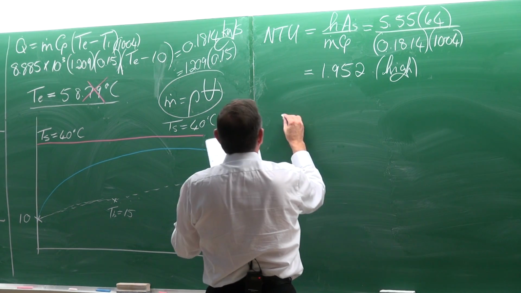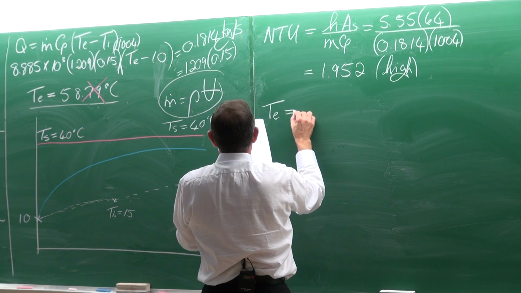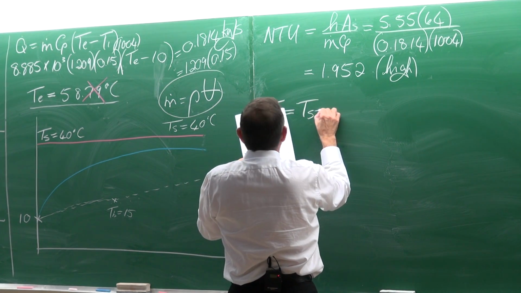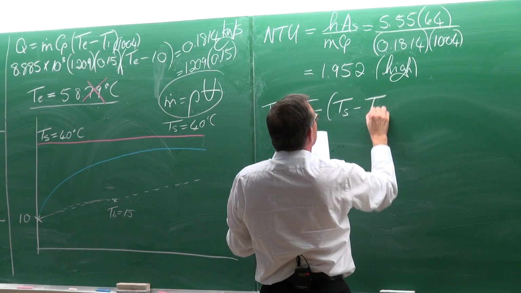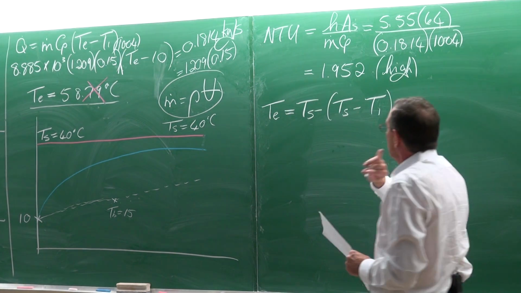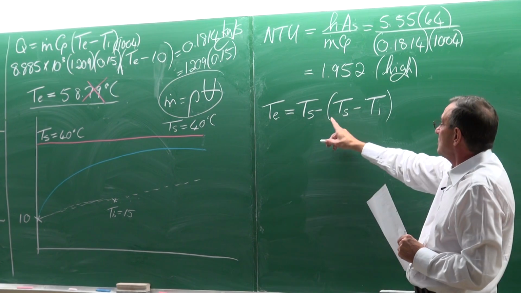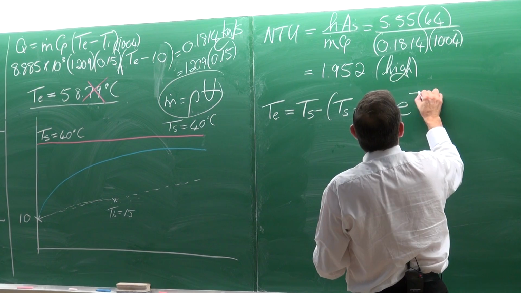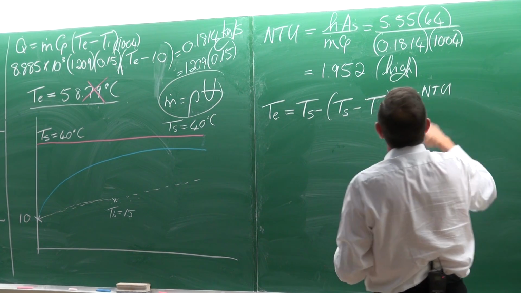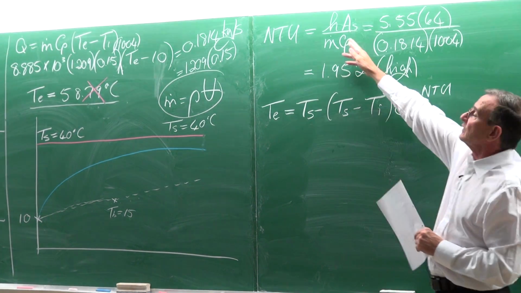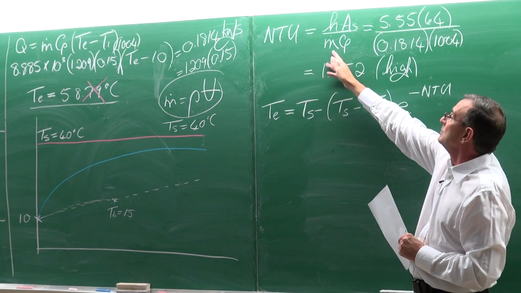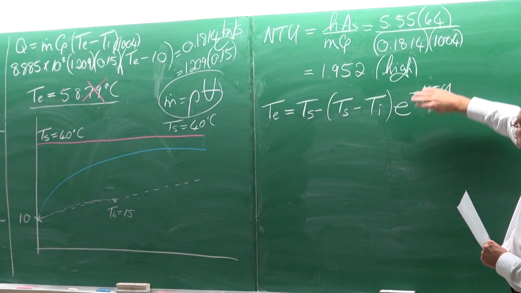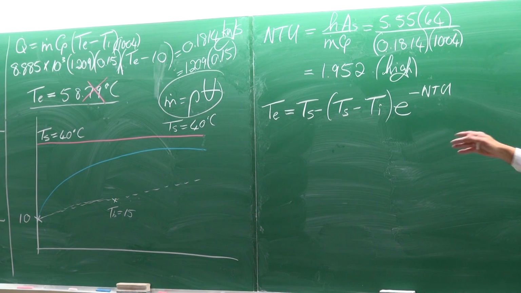Now that we've got the NTUs, we can calculate the outlet temperature based on the equation that we've derived previously. And that is the outlet temperature is equal to the surface temperature minus the surface temperature minus the inlet temperature, e to the minus NTUs. In the textbook they use the heat transfer coefficient multiplied by the surface area divided by the mass flow rate Cp. As I've mentioned to you, if you just put it in there, you do the calculation, you do not really have a very good physical understanding or expectation of what is going to happen.